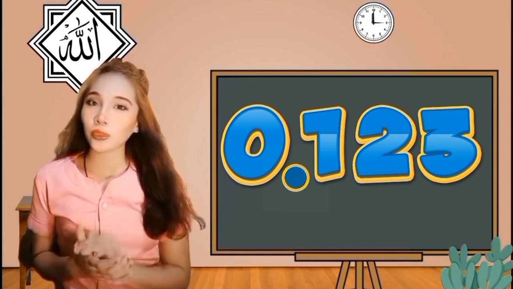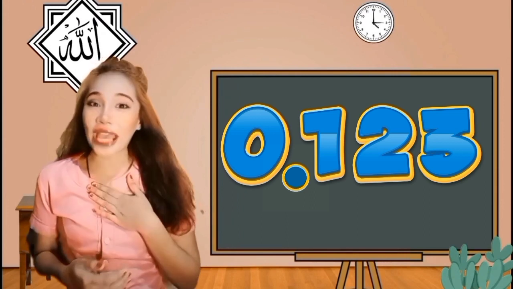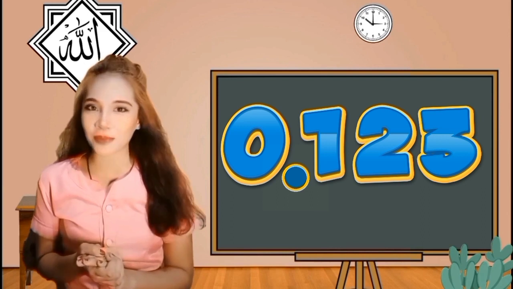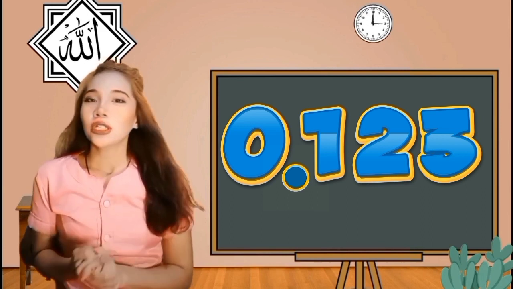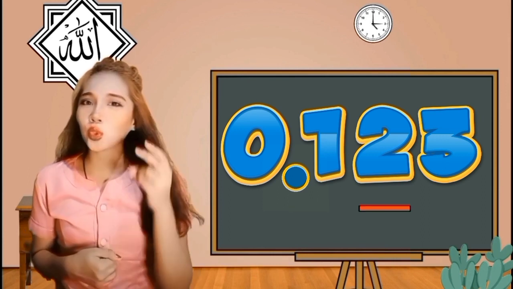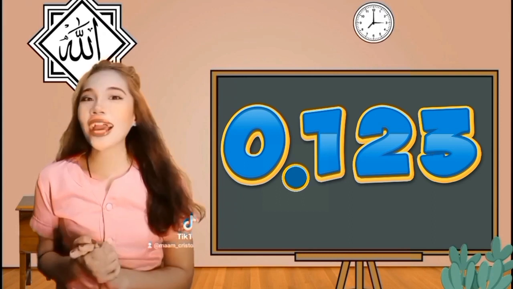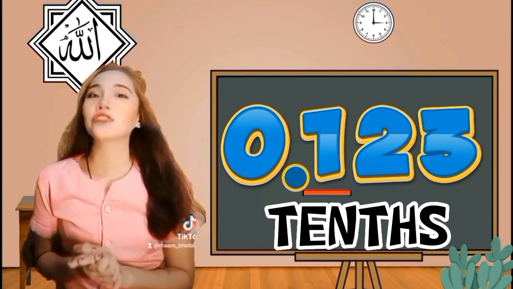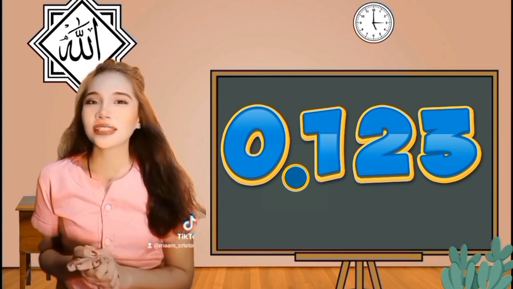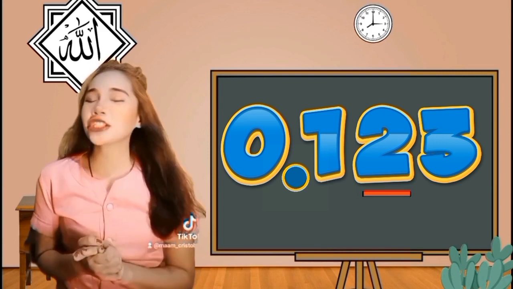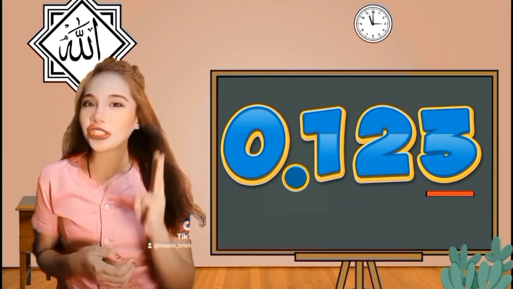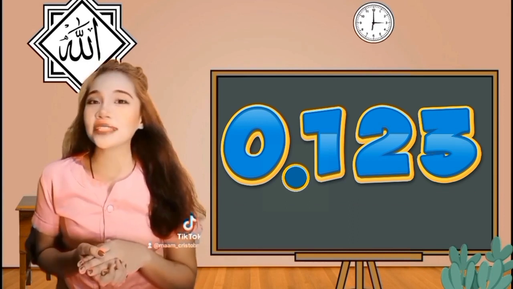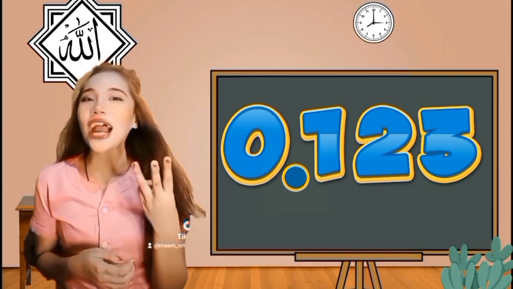For instance, 0.123. This is what we call a decimal number. As I've said before, decimal numbers are those numbers after the decimal point or the dot. So we have 1, 2, and 3. After the dot, we have the number 1, and that is tenths. The first number after the dot is tenths. Then the second number is 2, which is the hundredths. And then the third number is the thousandths. Now, that is denoted as tenths, hundredths, and thousandths.